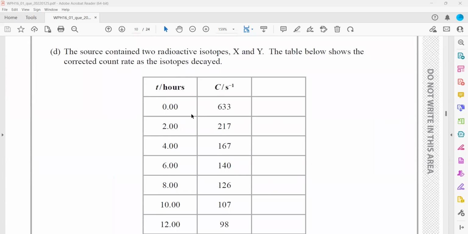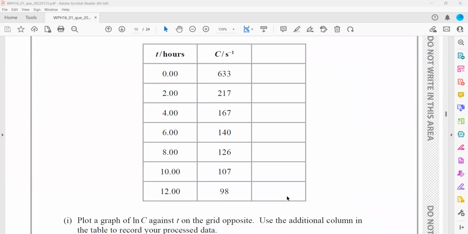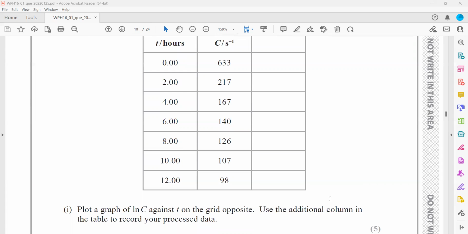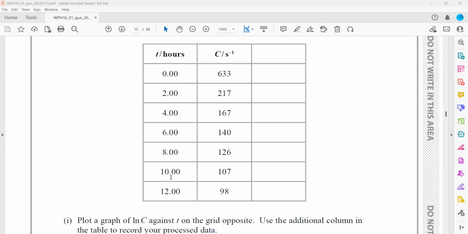Then the source contains two radioactive isotopes X and Y. The table below shows the corrected count rate for an isotope decay. Plot a graph of ln C versus time on the opposite grid. Use the additional column to record the values. So what we have to do is take ln C here, and the unit will be second inverse, and just take ln of this one.